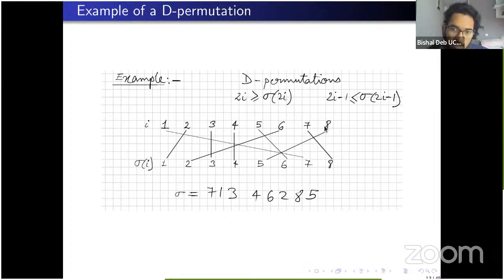That is fine. 6 is going to 2, and 8 is going to 5. And for the odd ones, the image is something larger. So 1 goes to 7, 3 goes to 3, 5 goes to 6, and 7 goes to 8. So these are D permutations. The even indexes go to values which are less than or equal to them, and the odd indexes go to values which are larger than or equal to them.